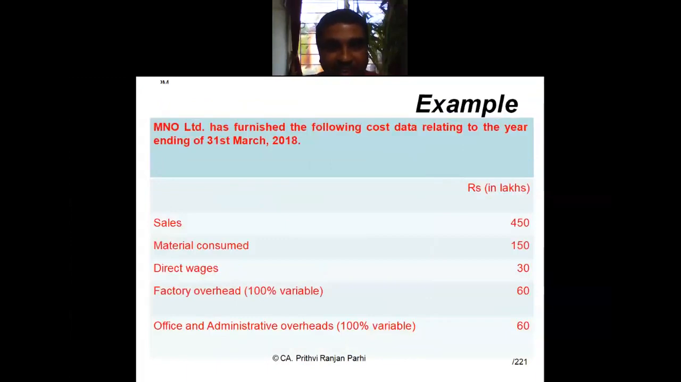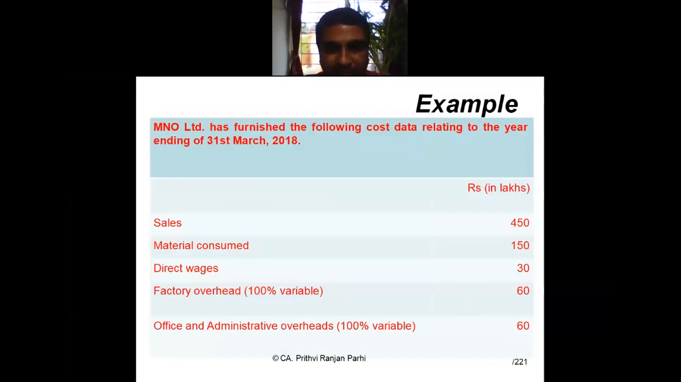Now the real query came, regarding the question in your study material. This is the question. This company has furnished the following cost data. It says sales is this much, material consumed this much, direct wages this much, factory overhead 100% variable, office and administration overhead 100% variable. This is the sales and cost structure the company has given. Have a look at this.